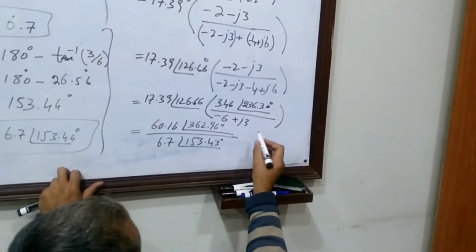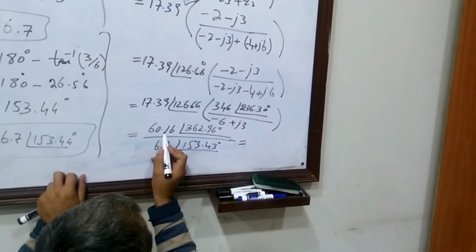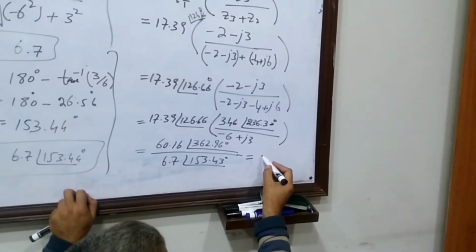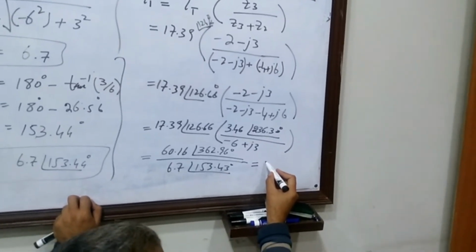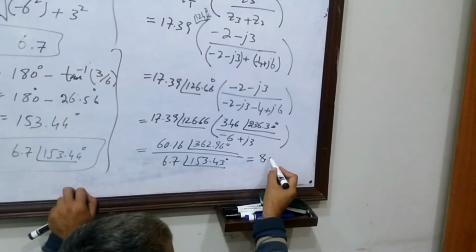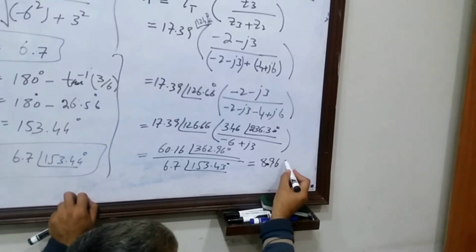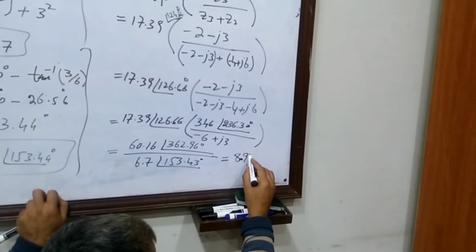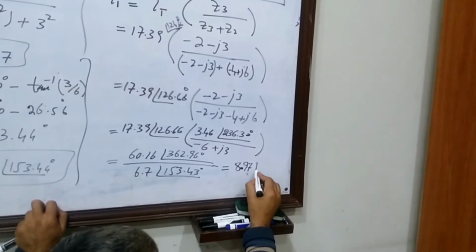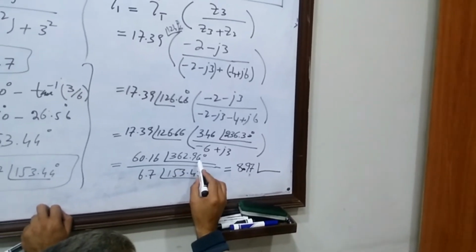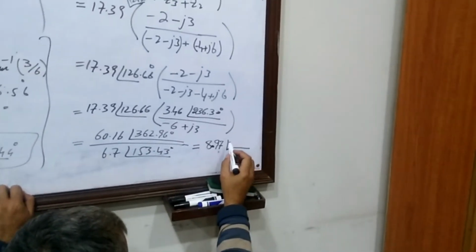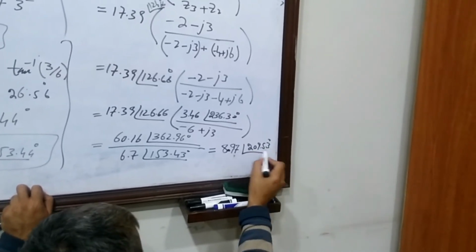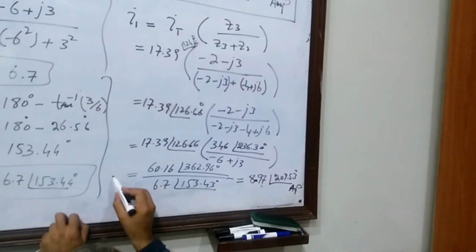Look at here: 153.43 angle. 60.16 divided by 6.7 gives 8.97 angle. Then 362.96 minus 153 angle gives 209.53. This is I1.